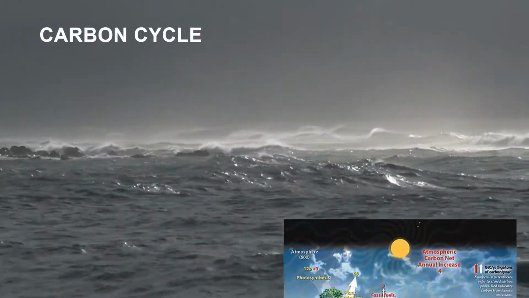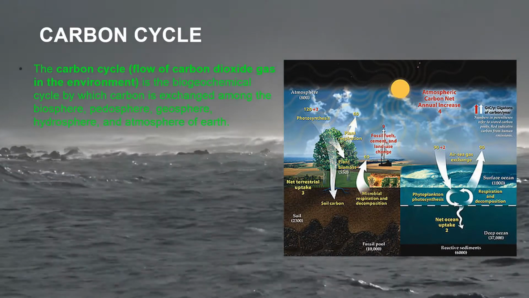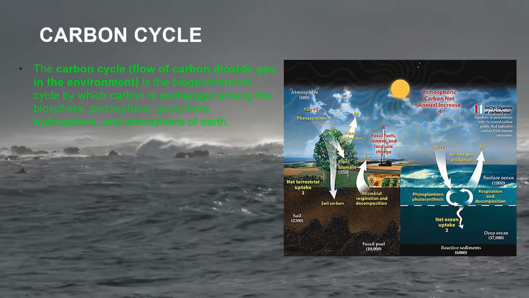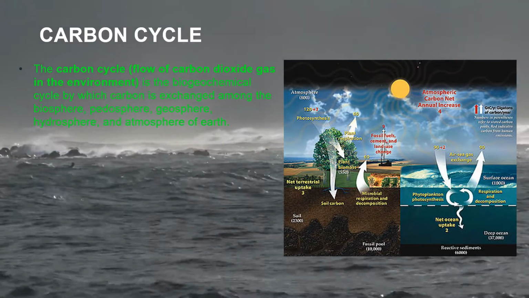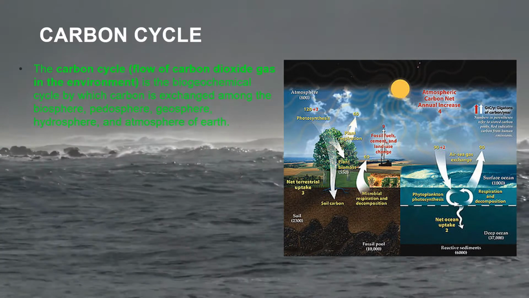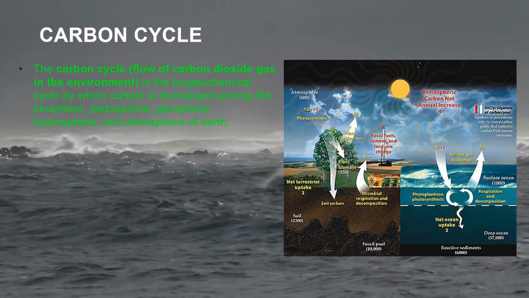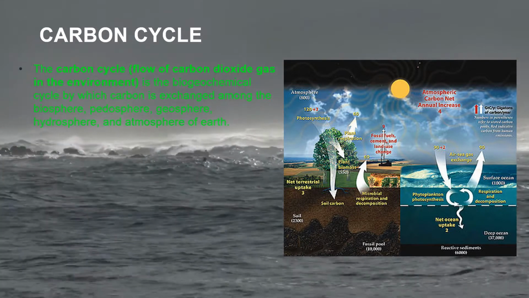Carbon cycle. The carbon cycle, that is the flow of carbon dioxide gas in the environment, is the biogeochemical cycle by which carbon is exchanged among the biosphere, pedosphere, geosphere, hydrosphere and atmosphere of Earth.